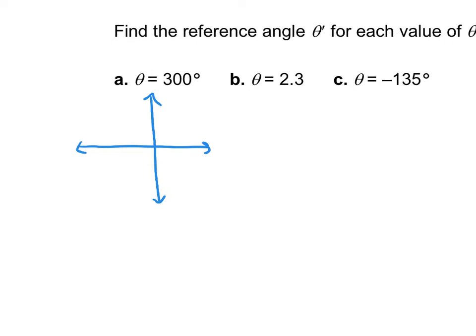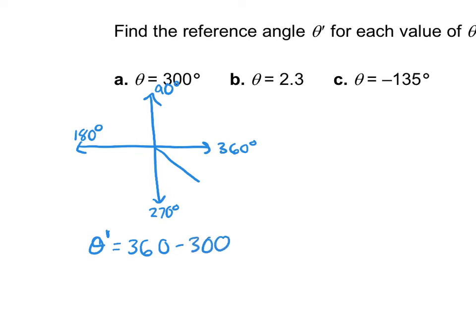So 300 degrees, what quadrant is it in? This is 90. This is 180. This is 270. And this is 360. So it's in quadrant 4. So in quadrant 4, to find a reference angle, we do 360 minus the original theta. So what's our reference angle? 60.